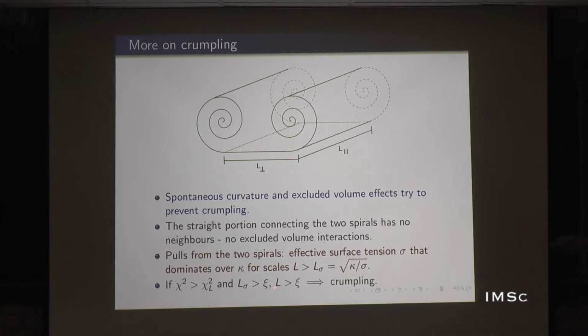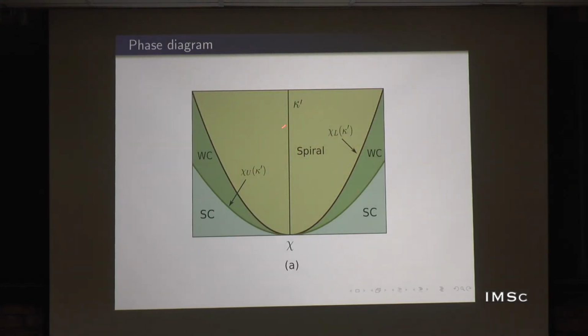So if the size of the membrane is bigger than the persistence length, and the length at which surface tension becomes operative is bigger than the persistence length, the membrane will crumple. What its shape will be is very difficult to predict, that is beyond the elastic theory that we have written down. So this is the phase diagram, this is the final phase diagram actually.